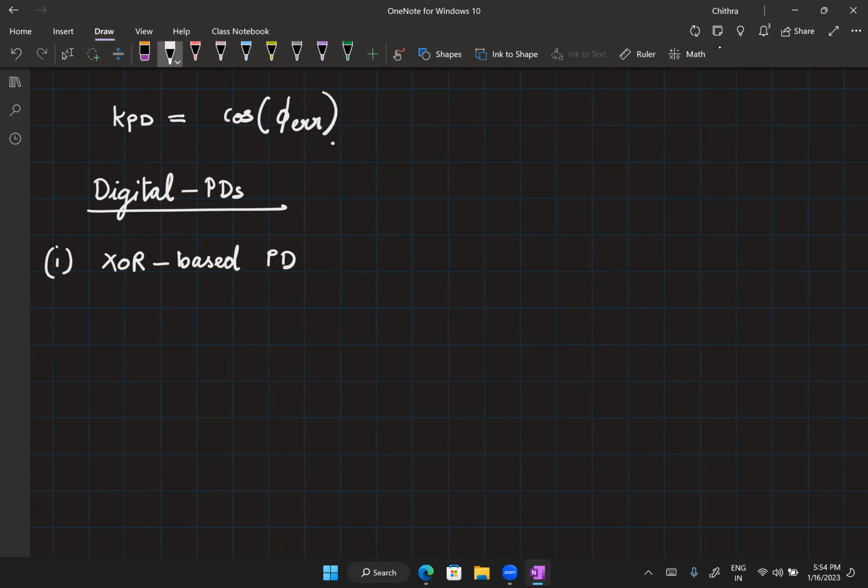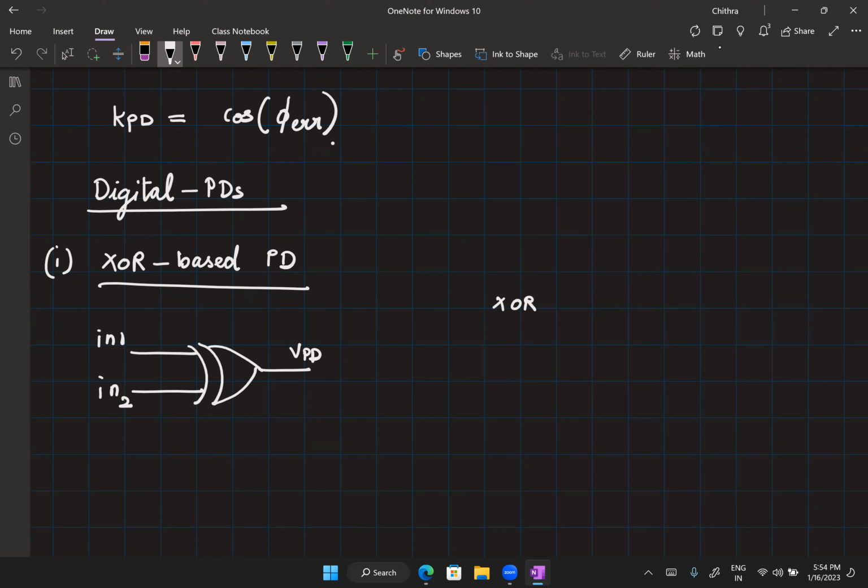So generally, when we say digital PD, all that it means is that the inputs in1 and in2 are either square or rectangular waveforms, and we are using logical gates to implement the PD. Okay. So here we are going to use an XOR. This is my in1, in2, then I have VPD. Okay. So quickly tell me the truth table for an XOR.